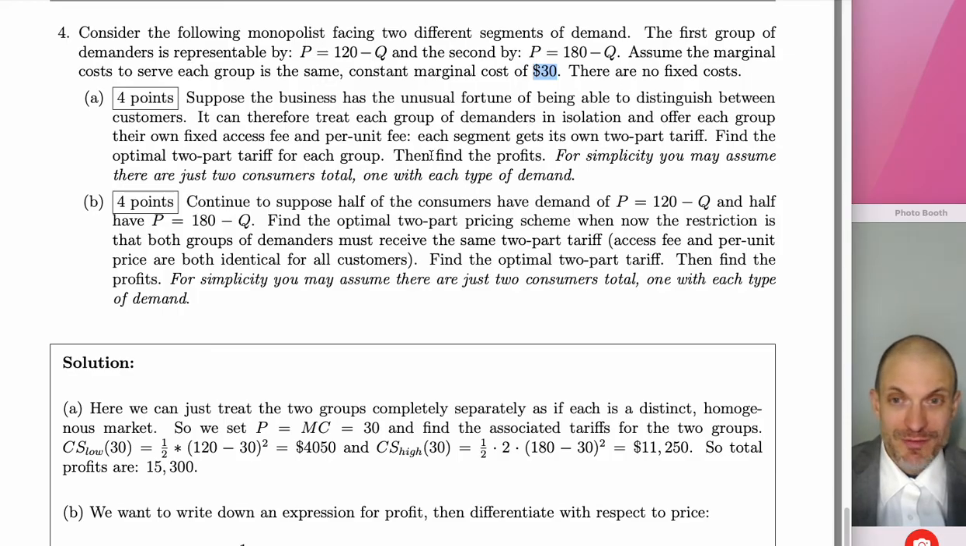Okay, so basically then the solution just amounts to let's find consumer surplus at the price of marginal cost respectively in each group, right? Because if you have the ideal tariff, if you have just one group of demanders, like a homogeneous group of demanders, set price equal to marginal cost and then find consumer surplus, and that becomes the access fee. So that's all we did here.